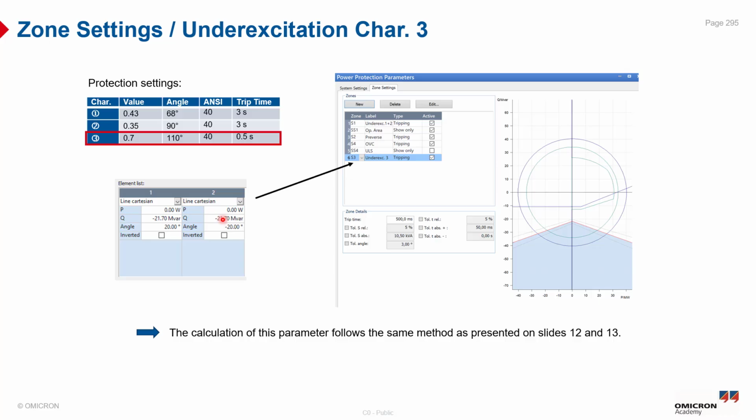This zone represents a severe under excitation condition where the generator operates deep within the unstable or transient regions. At this point the excitation level is critically low and the risk of pole slipping or loss of synchronism becomes very high. Because of this, the trip time is set much shorter, only half a second, as you can see from the protection setting here, to ensure a fast disconnection of the generator before mechanical or thermal damage can occur.